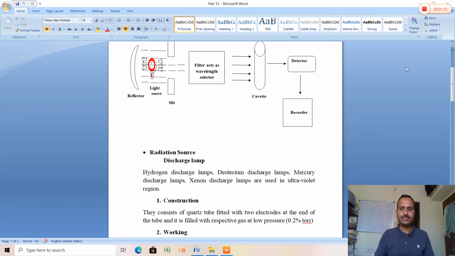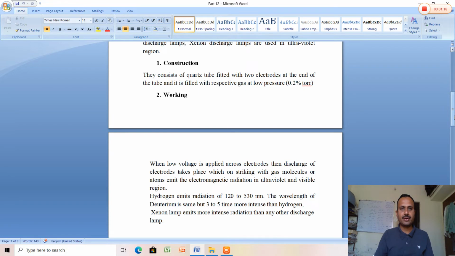Now, construction. If we focus on the construction, we will find that any type of discharge lamp consists of a quartz tube fitted with 2 electrodes at the end of the tube. At the bottom, 2 electrodes are placed, and the tube is filled with the respective gas at low pressure, near about 0.2 torr. That is the pressure that should be present in the quartz system.